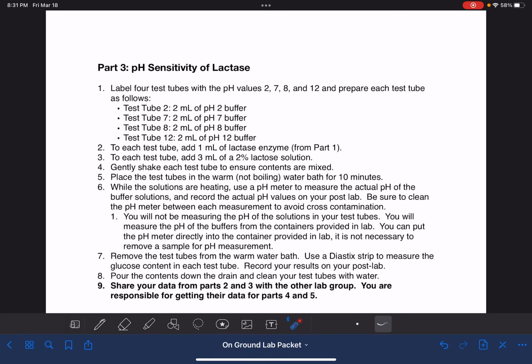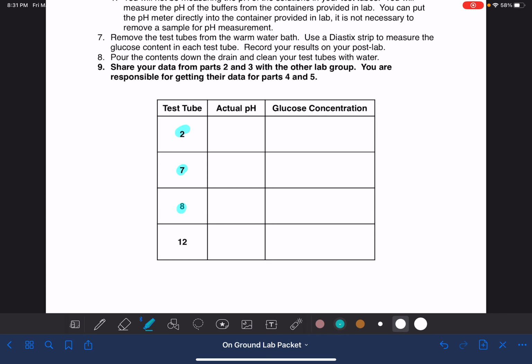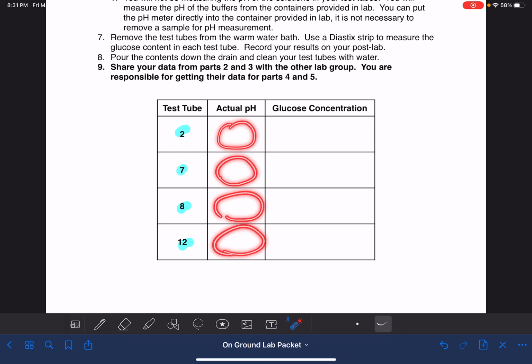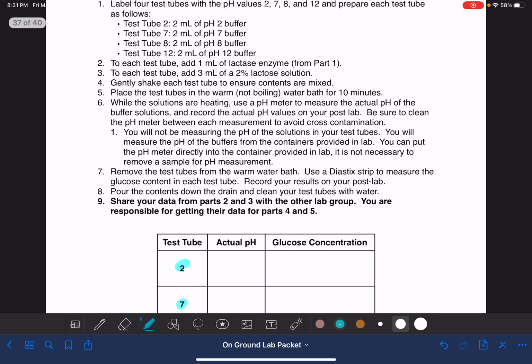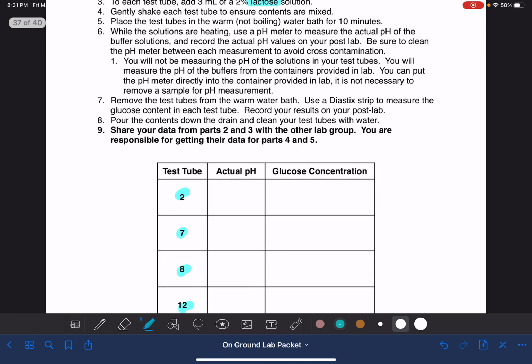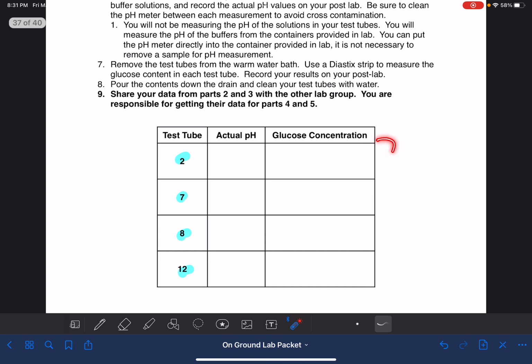Now for part 3, we are going to be testing how well lactase works under a variety of pHs. You have 4 different test tubes that are approximately pH 2, 7, 8, and 12, although you will be reporting the actual pH values of these solutions. And in this one, you're only going to be working with the lactose solution. You're not going to be working with any other type of disaccharide. You will be putting the lactase enzyme into your lactose solution, and then using your test strips again to measure the glucose concentration in each test tube.